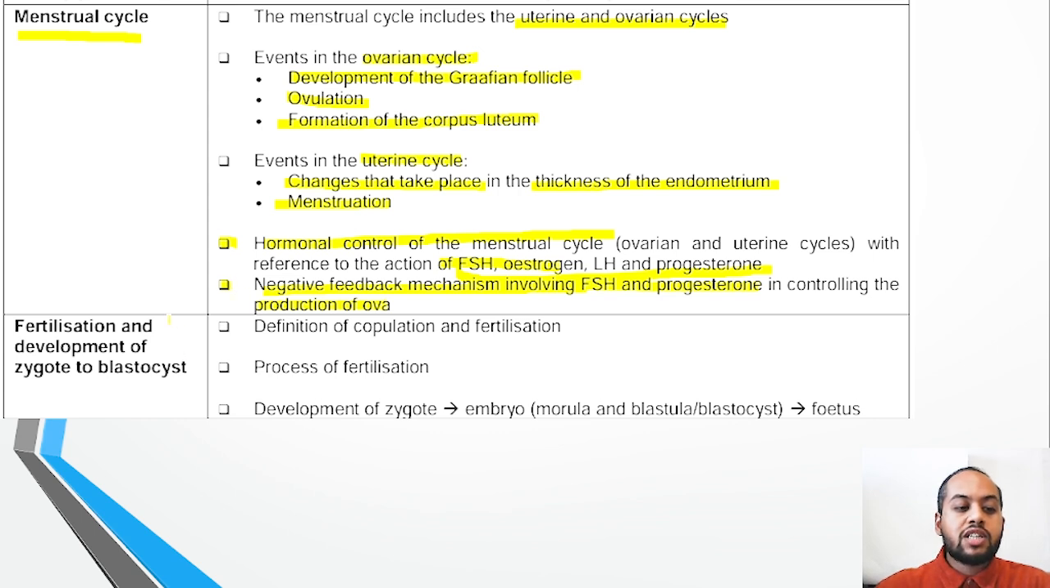Then the next aspect that was touched on was fertilization and the development of the zygote to the blastocyst, definition of copulation and fertilization, defining the terms, the process of fertilization, what happens in fertilization, the development of the zygote to the embryo, where it first goes into the morula, then it goes to the blastocyst, and then finally it goes to the fetus.